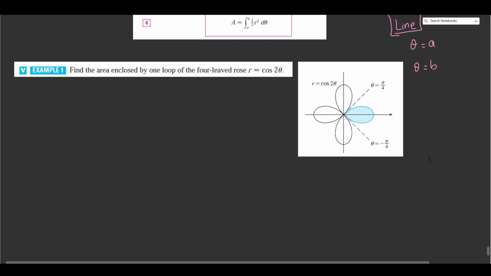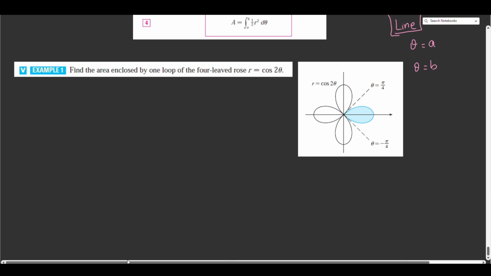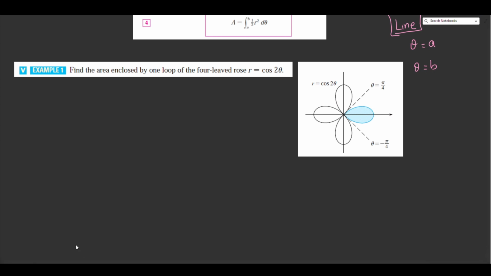What we need to do here is find the area under one loop of the four-leaved rose. This is number 1, number 2, number 3, this is number 4, and we have to find this shaded region, the region bounded by this one loop of the curve. This curve is given by r equals cosine of 2 theta, and as you can see from the figure, theta varies from minus pi by 4 to pi by 4.